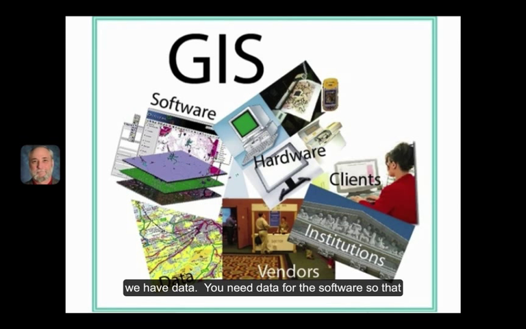On the bottom left we have data. You need data for the software. The GIS doesn't operate in a vacuum. It does need hardware and it needs data. The data frequently come from vendors, which is the bottom category, bottom center. And vendors provide more than just data. They may provide the software itself, they may provide hardware or other kinds of services.